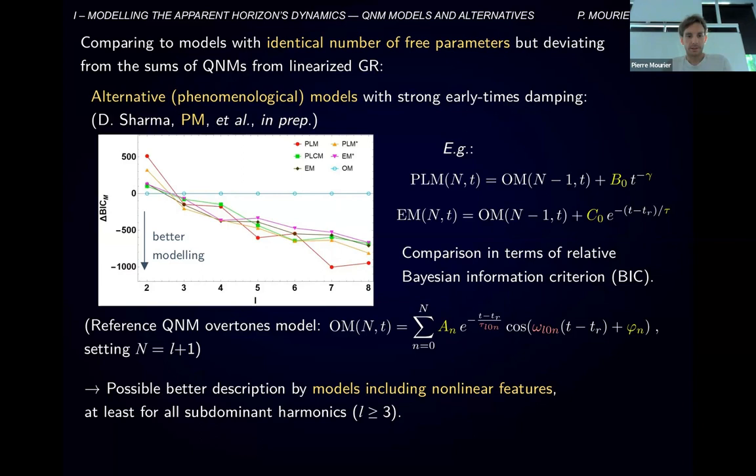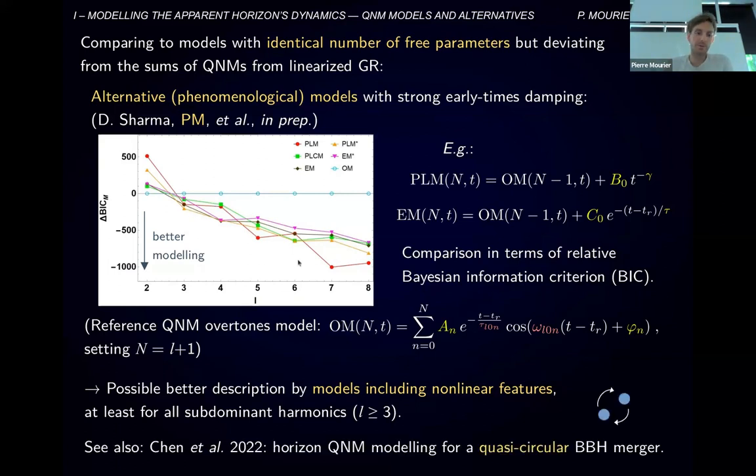We saw that for at least all the subdominant harmonics, so beyond L equals 2, all of these candidate models that effectively include some nonlinear features can, in principle, provide a better description than the overtone models. And I refer you as well to a slightly later paper by Chen et al., which also discussed the modeling of the horizon by quasi-normal modes, but in the case of quasi-circular binary black hole mergers for equal masses and the first few harmonics.